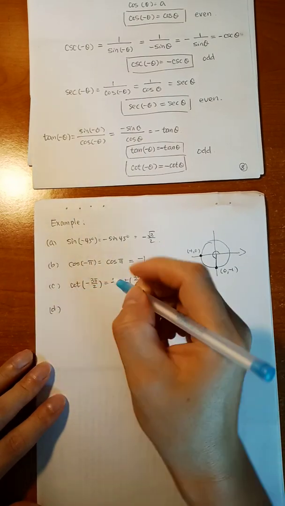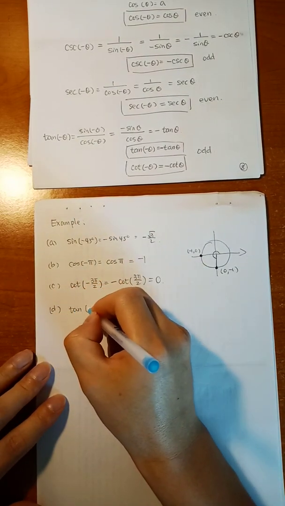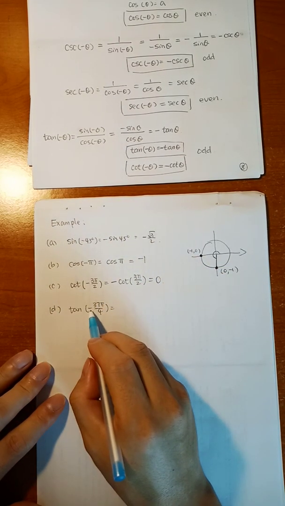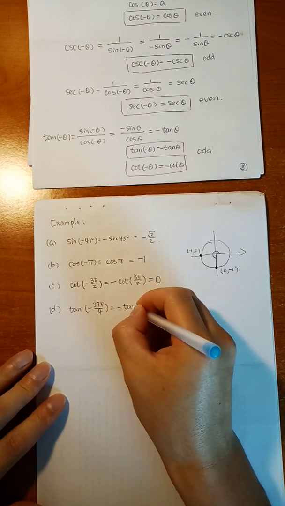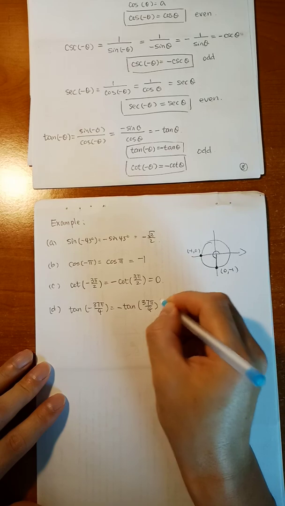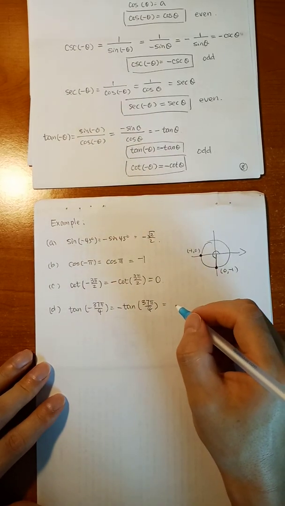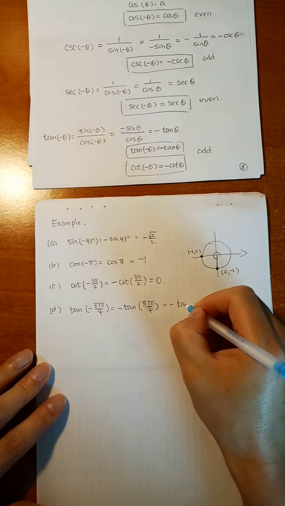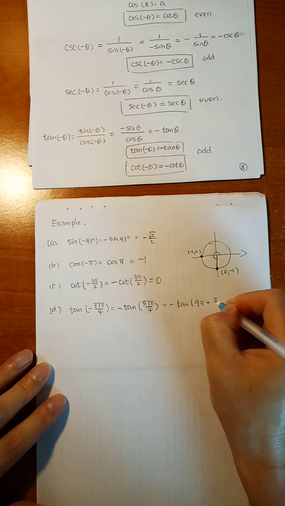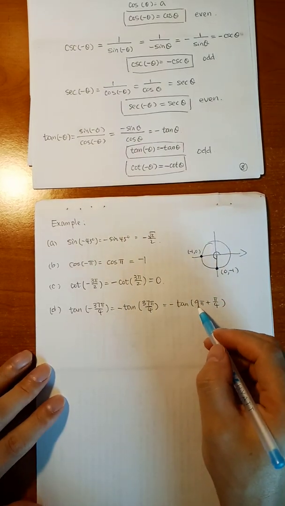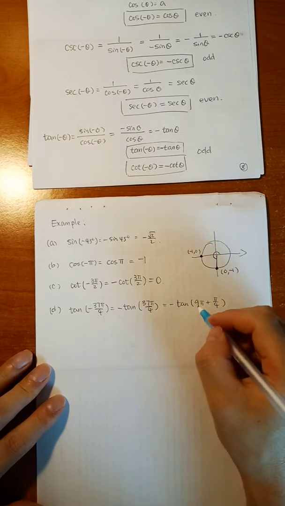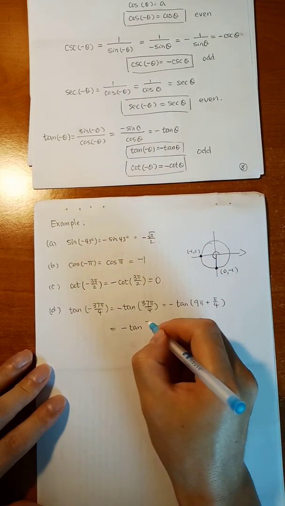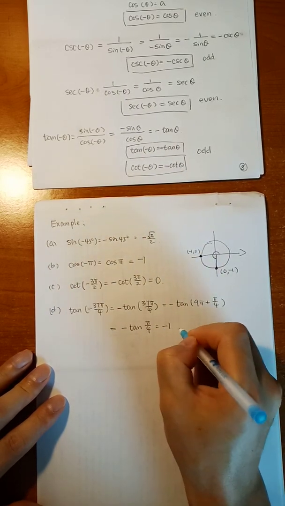D, the tangent of -37π/4. Wow. So the negative sign, you move it forward. It's tangent of 37π/4. 37 is 36 plus 1, and 36π/4 is 9π, so it's tangent of 9π plus π/4. Pi is the period, so the 9π can be dropped. You simply remove the revolutions. It's tangent of π/4. Tangent π/4 is 1. With the negative sign, it's -1.